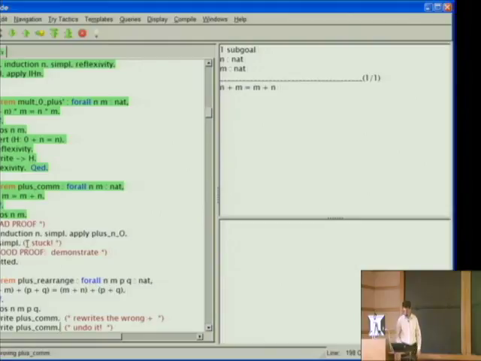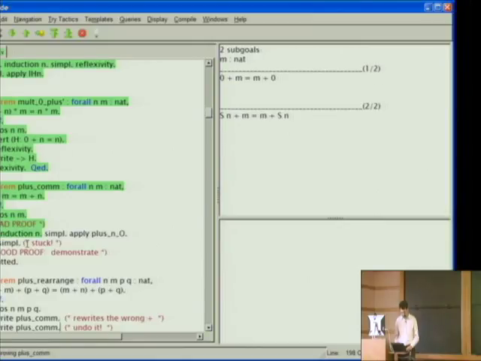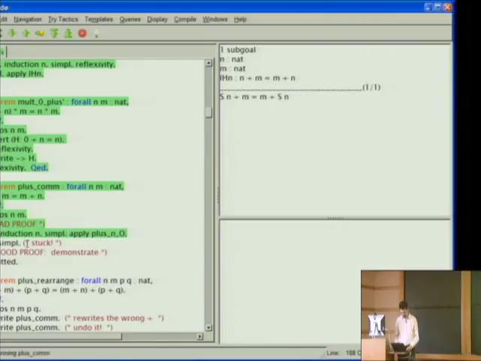Okay, so here's another theorem I want to prove, that addition is commutative. So let's do induction. We'll do induction on n and simplify. Well, in the first case, n is 0, so that's easy. It simplifies, and we can apply that previously proved theorem that 0 is a unit on the right. So that's good. And in the second case, we have that n plus m equals m plus n by induction hypothesis. We simplify in the conclusion. And now we're stuck. This is a dead end, actually.